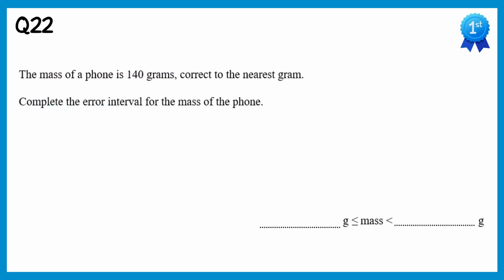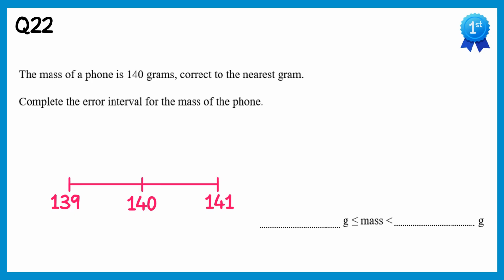For this question, we need to write an error interval for the number 140 grams, rounded to the nearest gram. To do this, I like to draw out a number line. I'll place the number from the question in the centre, so that's 140 grams, and then we need to consider what goes at either end. Since this was to the nearest gram, we're just going to go 1 gram below and 1 gram above. So 1 gram below 140 is 139, and 1 gram above is 141.